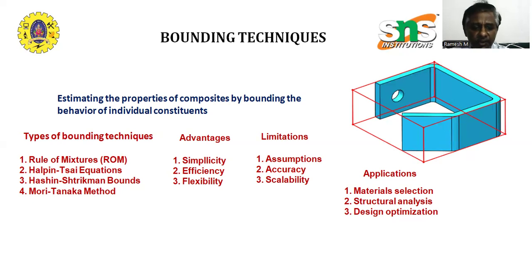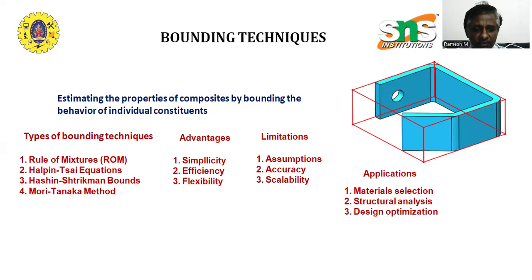From the application point of view, the first is material selection. Bounding techniques can be used to estimate the properties of various composite materials and to select the optimal material for specific applications, a very important parameter for material selection. Then structural analysis, to check whether it can withstand the load or not. Damage and failure analysis can be done. So bounding techniques can be used to estimate the elastic properties of composites and perform the structural analysis.